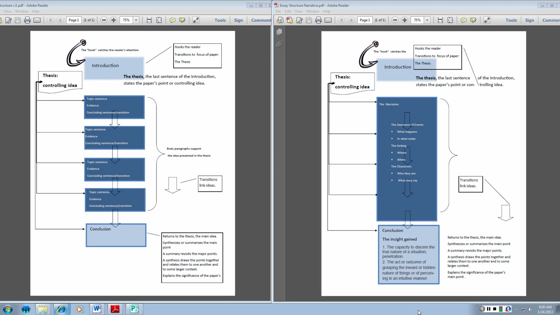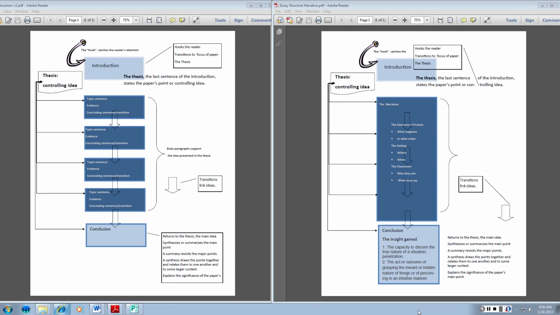It serves the same purpose. It returns to the thesis or main idea. It summarizes or synthesizes the main point, and it relates them to something larger, exploring the significance of the paper. It tells us what we've learned about ourselves or the world or relationships within the world.